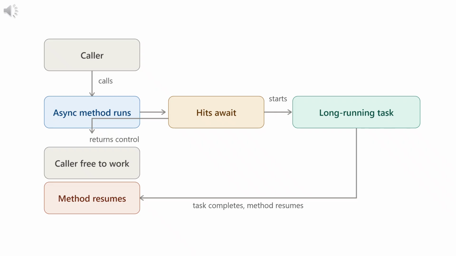5. Task completes. Method resumes. Once the long-running task finishes, it signals back, the long arrow from long-running task down to method resumes, and the async method picks up execution exactly where it left off, right after the await, with the result of that task now available to use. The core takeaway. Await doesn't pause the whole program, it pauses just that method and frees the calling thread to do other work, then automatically resumes the method later when the awaited task is done. This is what makes UI apps stay responsive and server apps able to handle many requests concurrently, without needing to manually manage threads or callbacks.